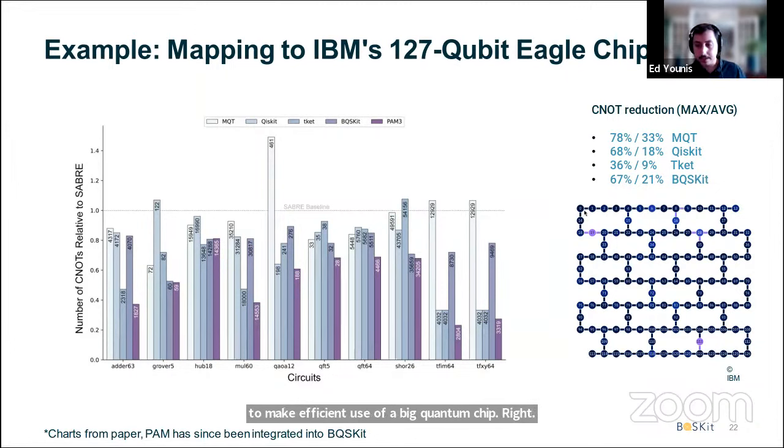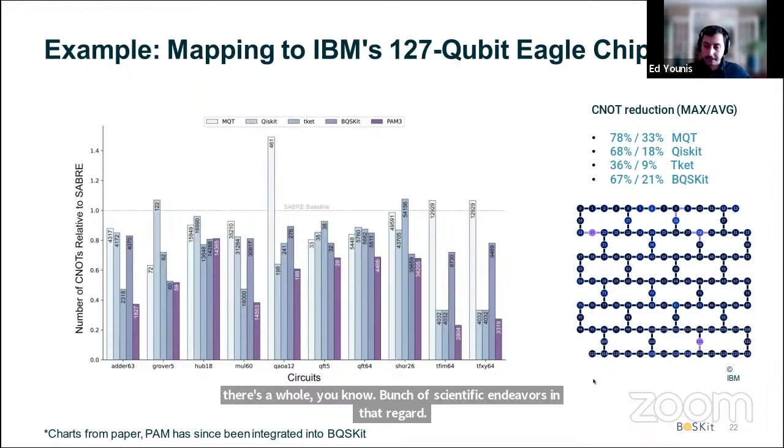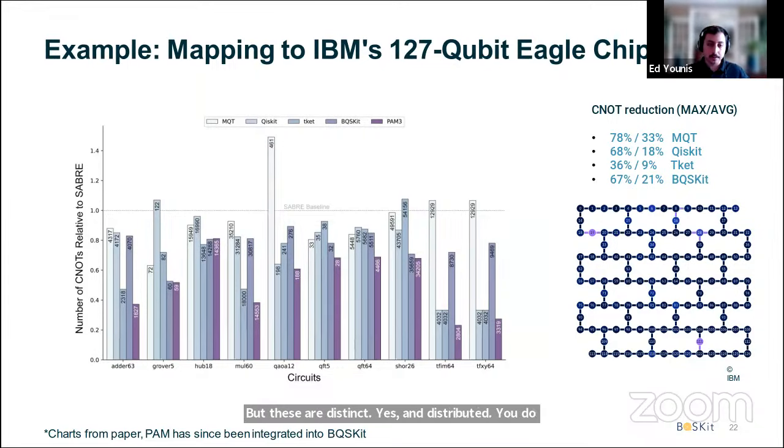Sometimes it's very useful, but if you could take, say, a 3-qubit program and run it on this 127 qubit chip, well, you're not using a lot of the qubits. So if we can run multiple of those 3-qubit programs, get the results, split them up, and send them to their corresponding parties as if they were executed individually, there's a whole bunch of scientific endeavors in that regard. But these are distinct. Yes, in distributed, you do have a lot of different qubits that are all communicating to solve the same problem, and you're trying to take a big thing and map it over multiple chips.